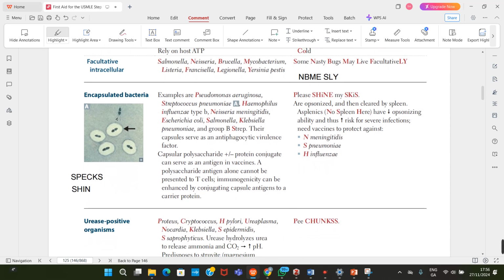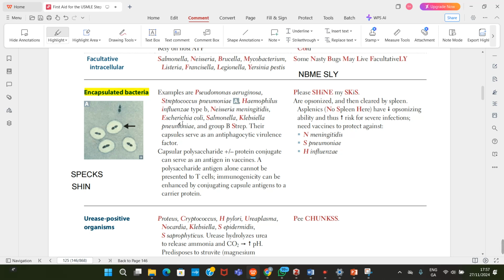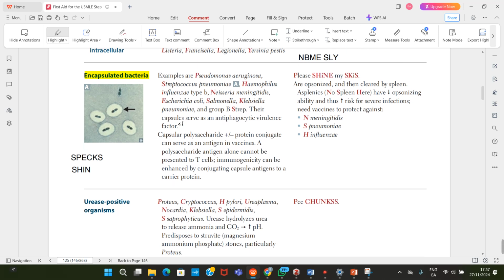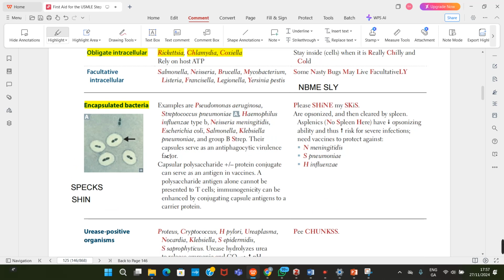Then moving on to the encapsulated bacteria. What is the basic composition of the capsule of a bacteria? Anybody remembers? Polysaccharides. And what does the capsule protect against? Phagocytosis. Very good. Now, in microbiology, you must be familiar with this acronym, SHIN. We are going to talk about SHIN like a million times before we finish this microbiology. There are so many things you'll be using the SHIN code to remember. One of them is the encapsulated organisms.